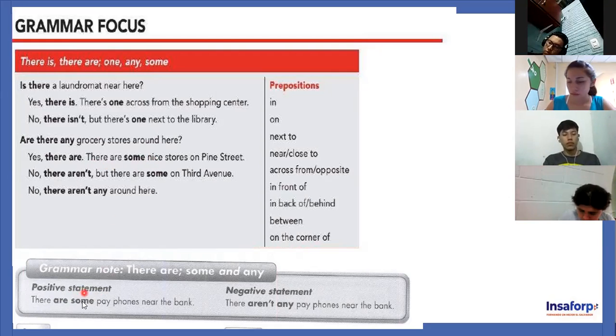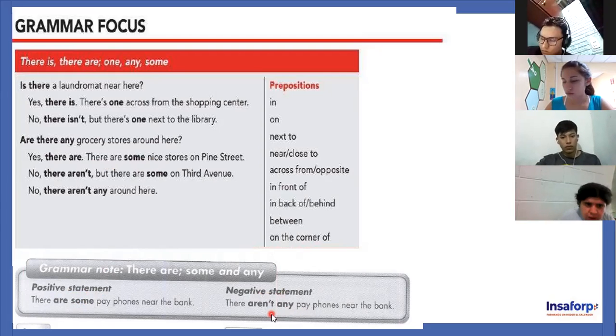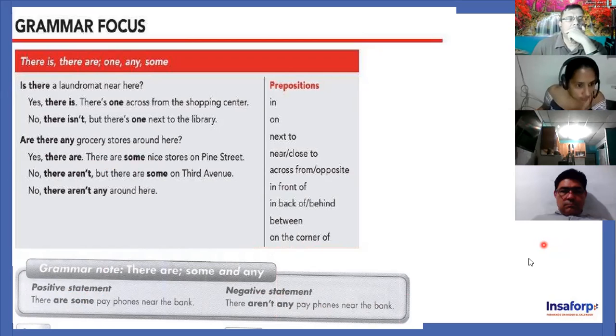Ok, esa es the usage. Tenemos acá positive statement, el some, negative statement, any. No hay ninguna, no hay ningún, right? Ese va a ser the meaning. Okay, no sé si hay dudas or questions about some, any, or there is, there are. Recordemos que is there es para un objeto, right? Un lugar. And are there es para varios lugares, more than one. Okay, I know you have questions.